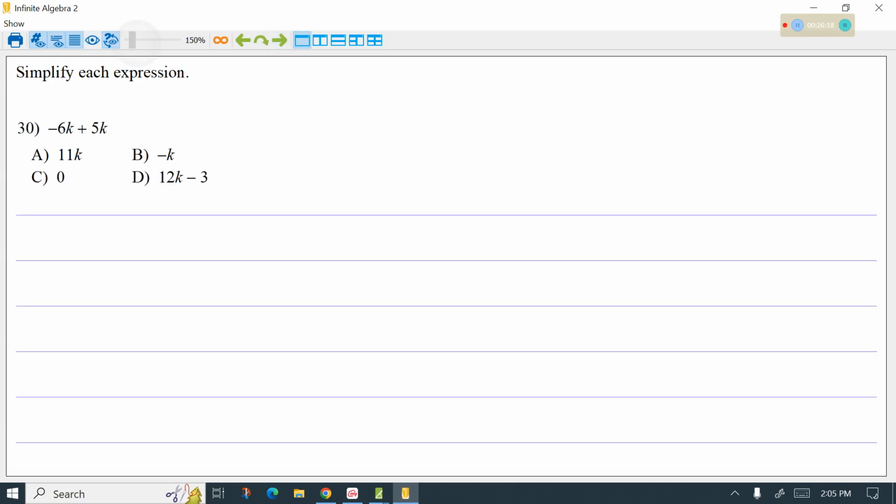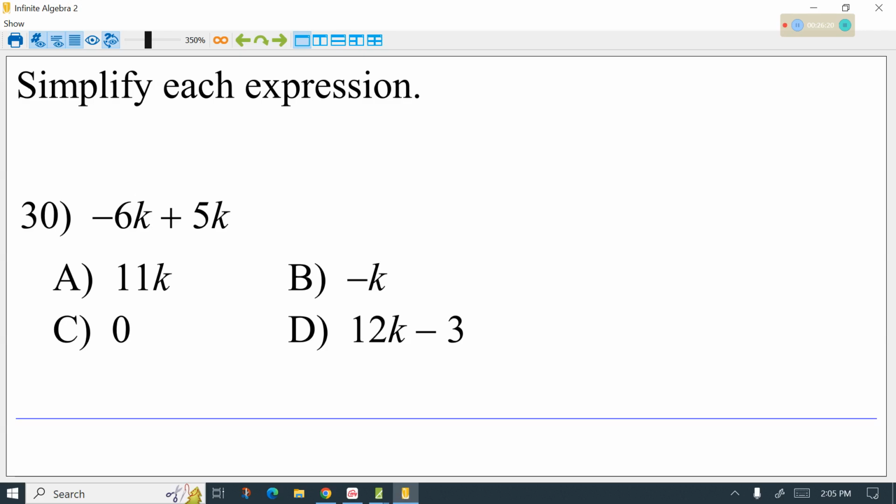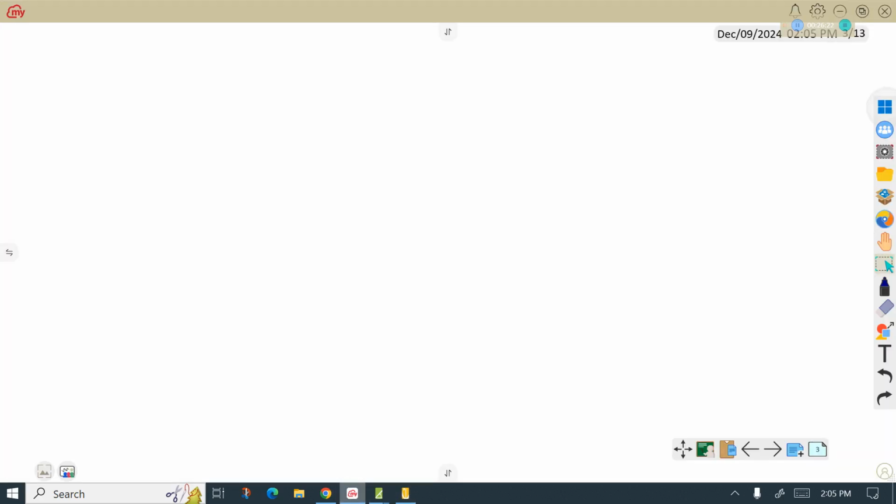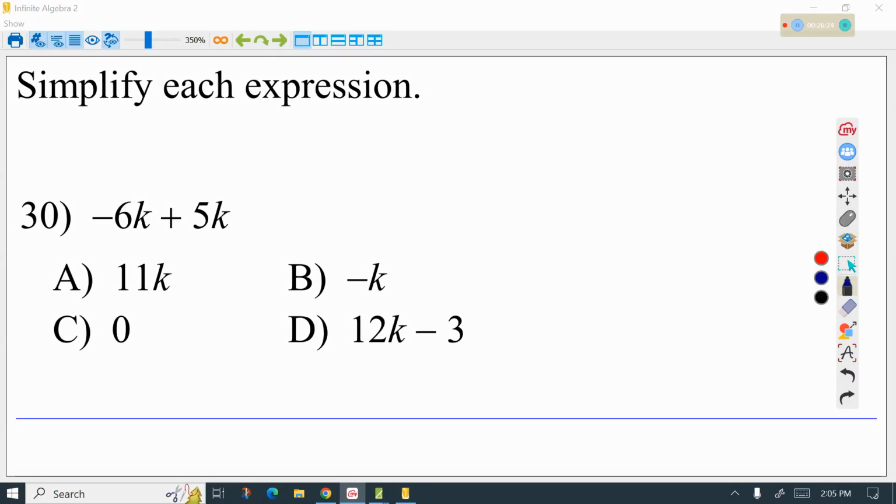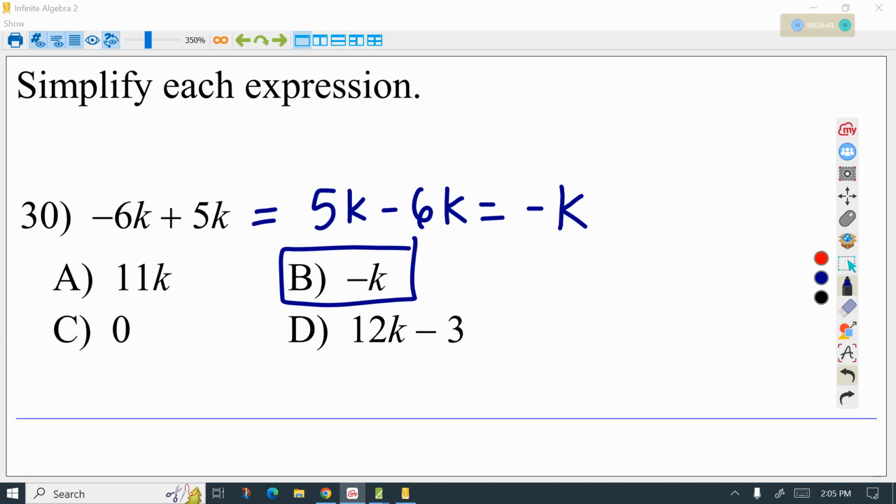Okay, and now we get this little simplification problem. On this one, I'm expecting you guys to know what happens if I count k together. This is the same thing as 5k minus 6k. And so think about it, if I take away more than I have, then I got to end up with negative. So this is negative k. And in this case, you would just pick B. All right, so it's just combining like terms in that case.